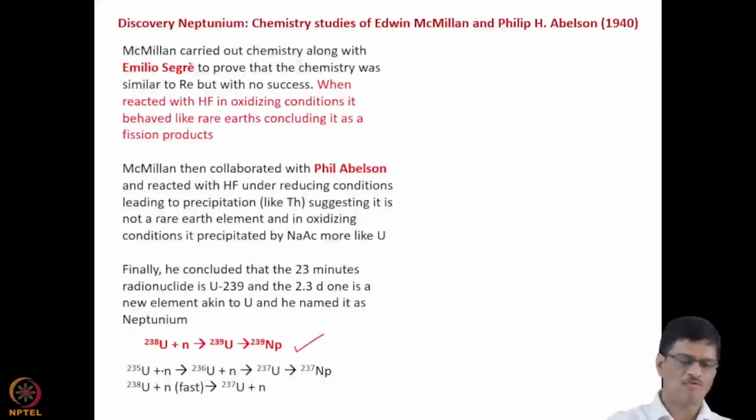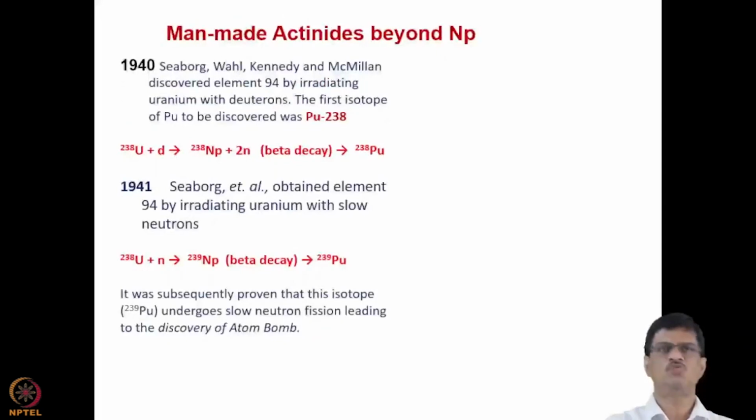It can be carried out by uranium-235, which captures a slow neutron giving uranium-236, and which again captures another neutron giving uranium-237, which undergoes beta decay to give neptunium-237. Another reaction is uranium-238 reacting with fast neutrons giving uranium-237 plus one neutron. Then this uranium-237 again undergoes beta decay giving neptunium-237. So this is how neptunium was discovered.